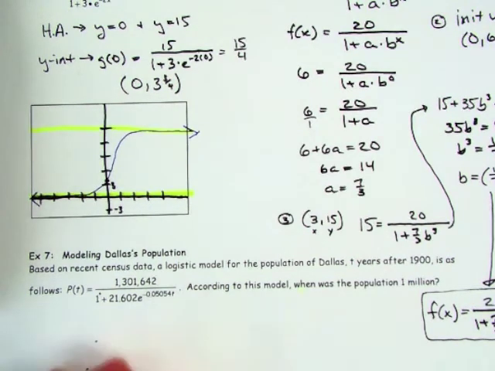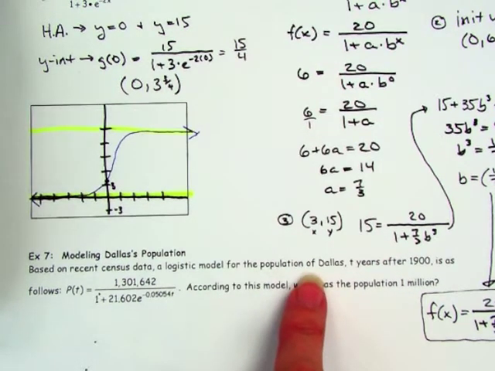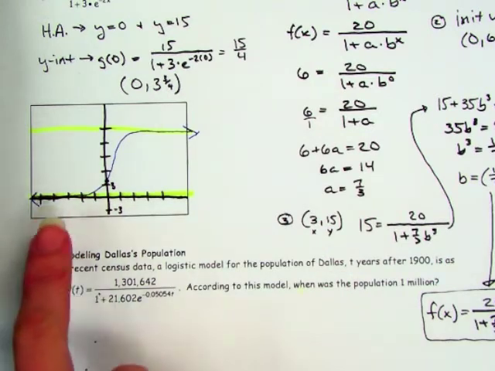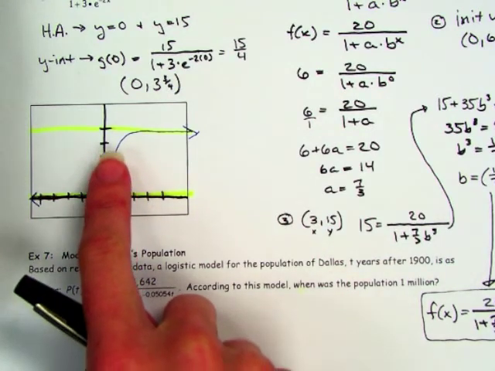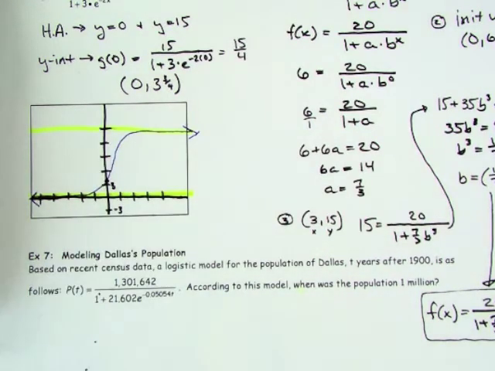Okay, one last problem with our logistic functions, and then we are done. This next one says that we have Dallas's population modeled by a logistic model. Population growth is often logistic. It starts to increase pretty quickly, and then it starts to slow down. We run out of space in the city or wherever we might be, or we run out of resources, whatever it might be, something starts to slow it down.